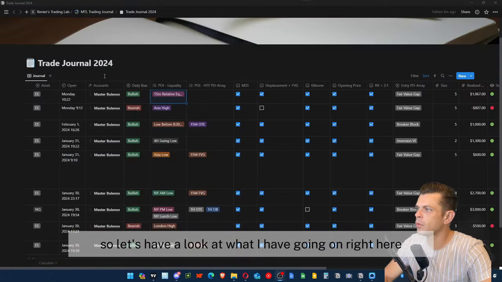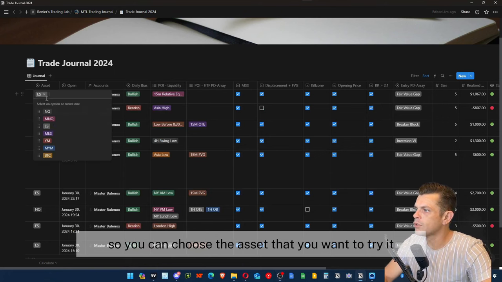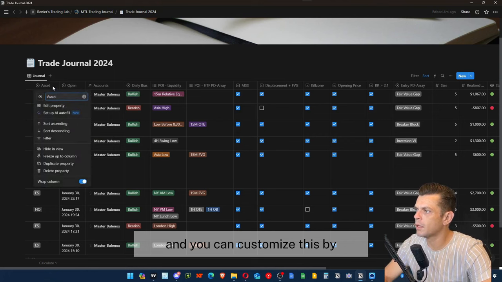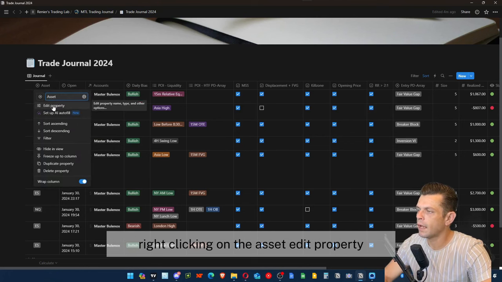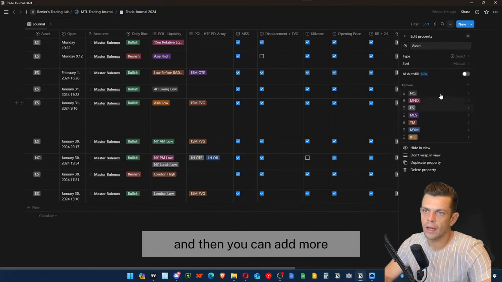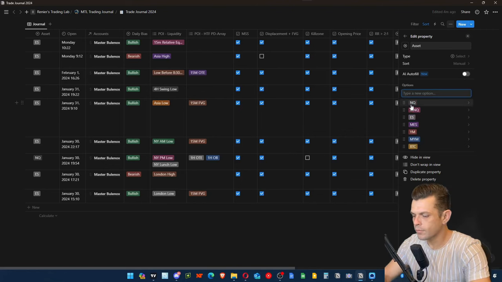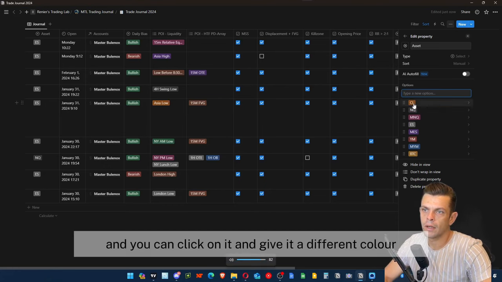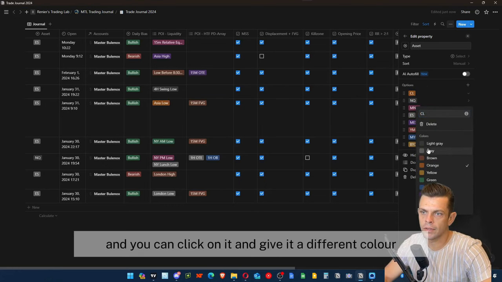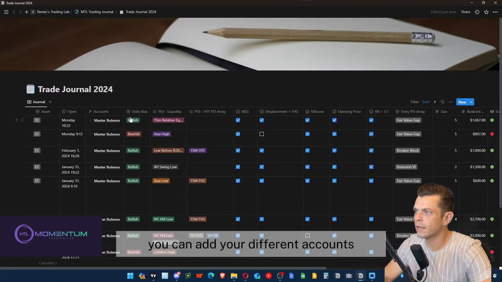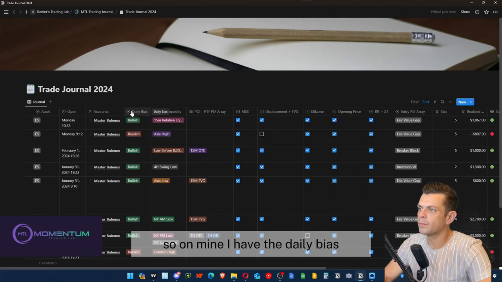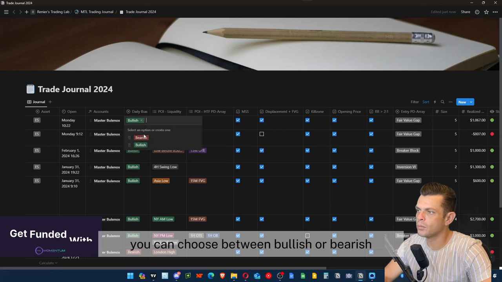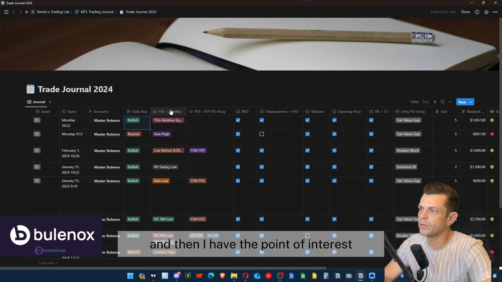Okay, so let's have a look at what I have going on right here. You can choose the asset that you want to trade, and you can customize this by right clicking on the asset, edit property, and then you can add more. Let's say you trade oil, then you can add CL and you can click on it and give it a different color. You can add your different accounts. On mine, I have the daily bias, so you can choose between bullish or bearish. And then I have the point of interest, so I have two.